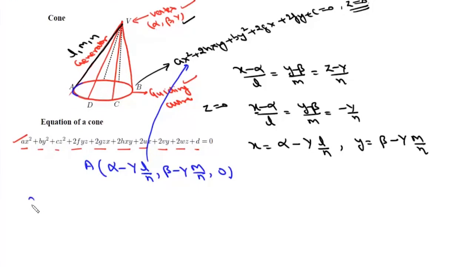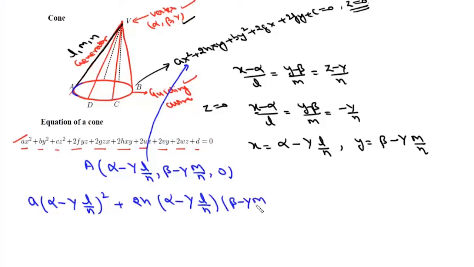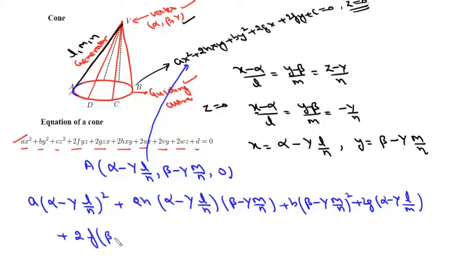Now we can write this as a into alpha minus gamma L by N whole square plus 2h into alpha minus gamma L by N into beta minus gamma M by N plus b into beta minus gamma M by N whole square plus 2g into alpha minus gamma L by N plus 2f into beta minus gamma M by N plus c equals 0. Now these elements will vary.